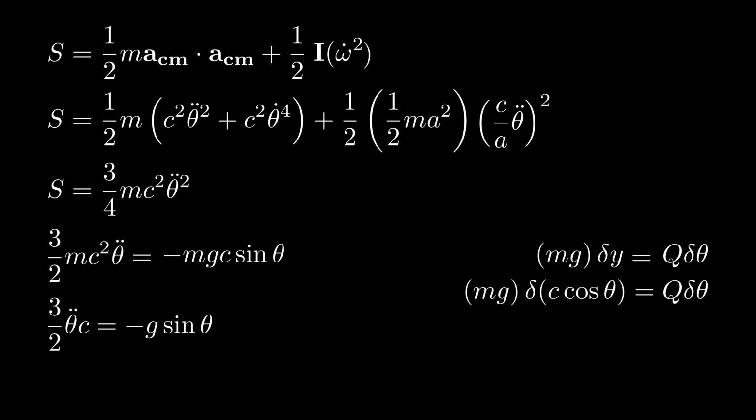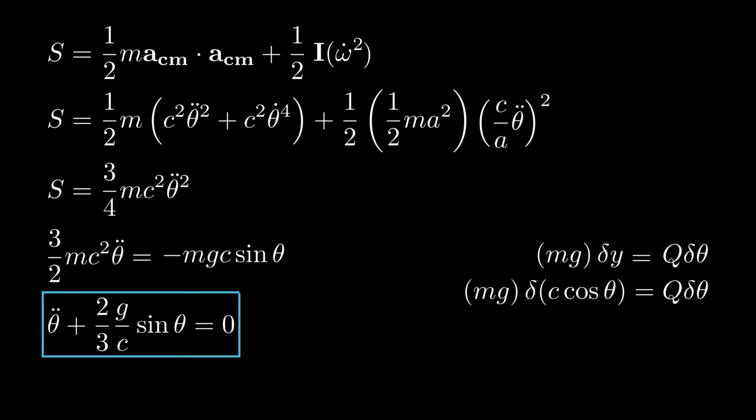Simplify and rearrange the terms, and you get something quite interesting. The equation of motion is the same as a pendulum of length 3 over 2 c.